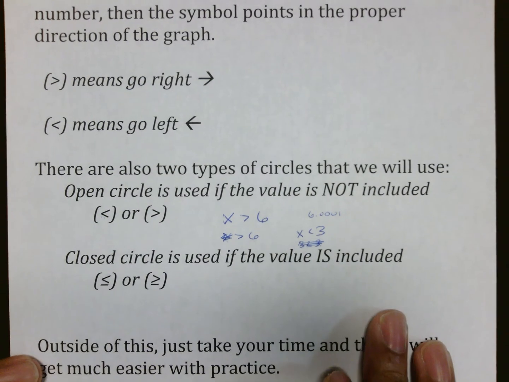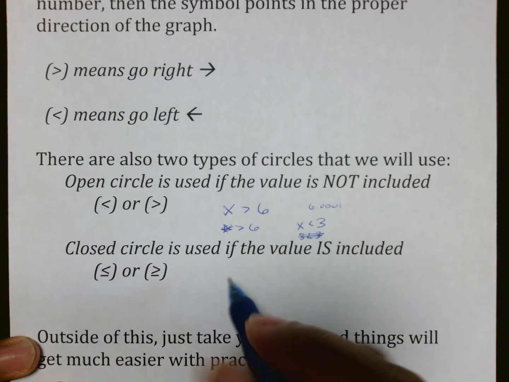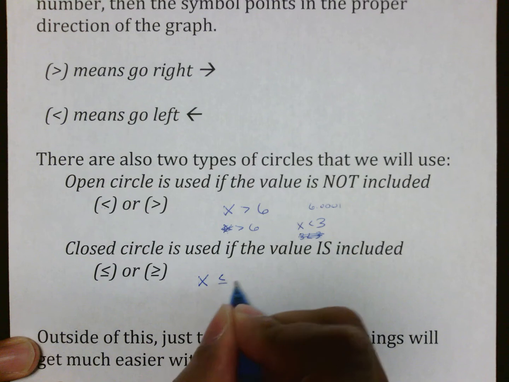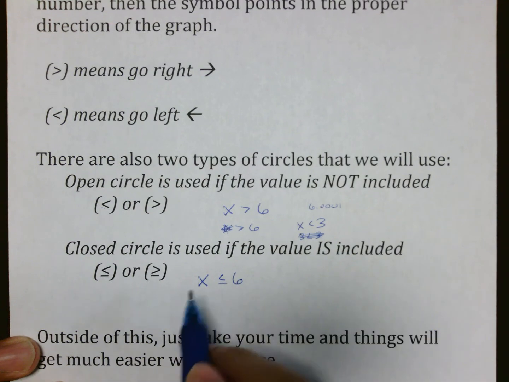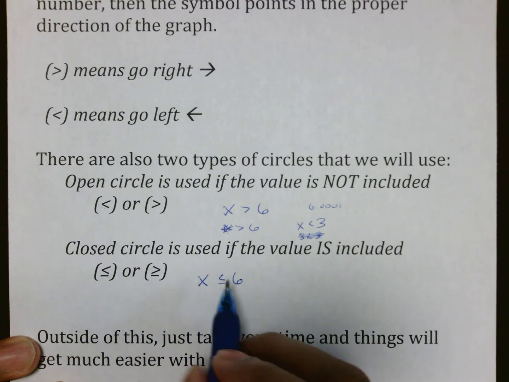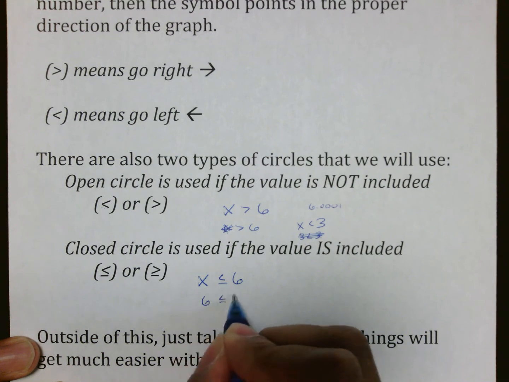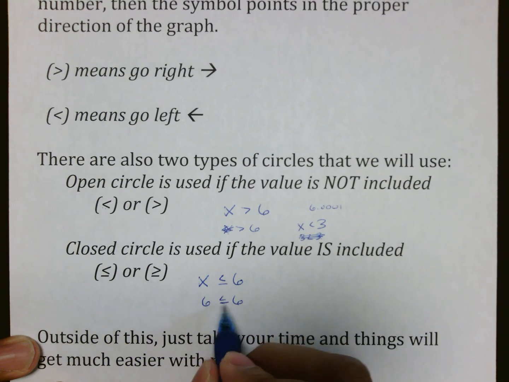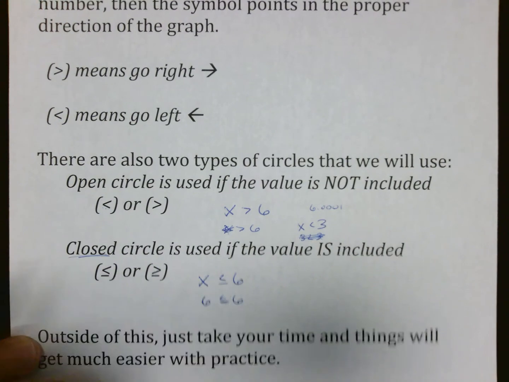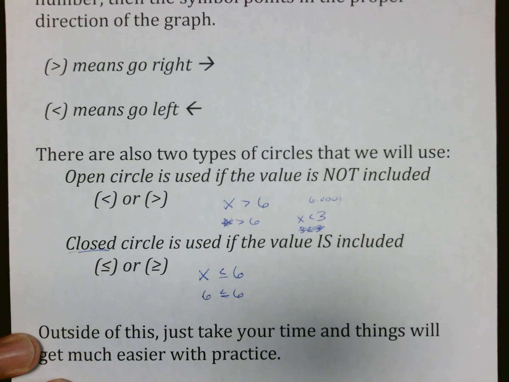Closed circle is used if the value is included. In this situation, if I say that x is less than or equal to 6, then 5, 4, 3, 2, 1, all those numbers go. But because of this equal sign, I can use the 6 because of this part. So 6 does work, which is why 6 would be included, which is why we will close our circle in those problems. Outside of that, just take your time, and things get a lot easier with practice.